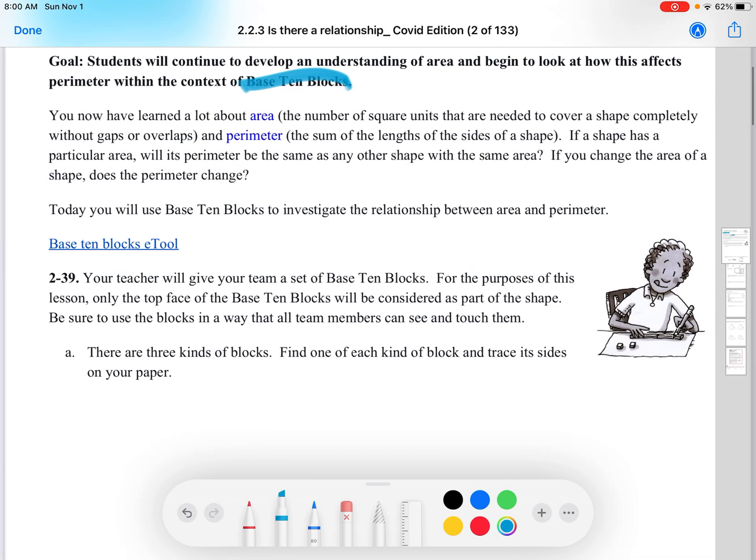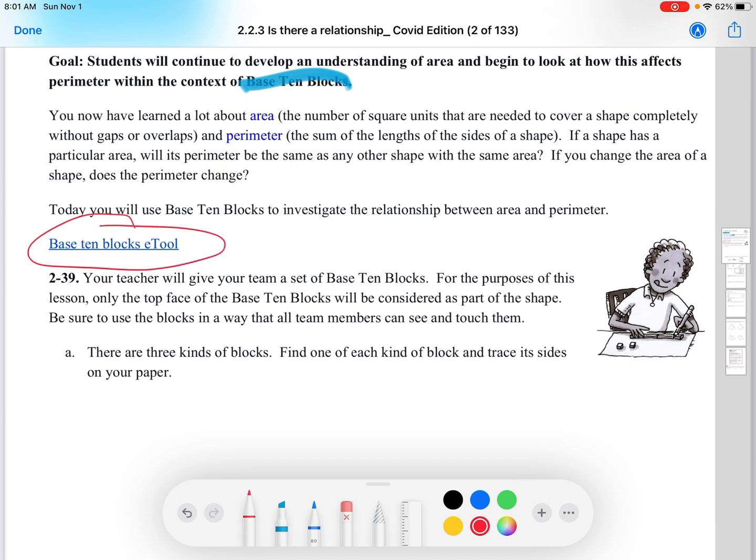So we've learned a lot about area, the number of square units that are needed to cover the shape completely without gaps or overlaps. That has to do with tiles, right? And perimeter, the sum of the lengths of the sides of the shape. That one, what we call toothpicks. If a shape has a particular area, will its perimeter be the same as any other shape with the same area? If you change the area of a shape, does the perimeter change? So today we'll use base 10 blocks to investigate the relationship between area and perimeter.